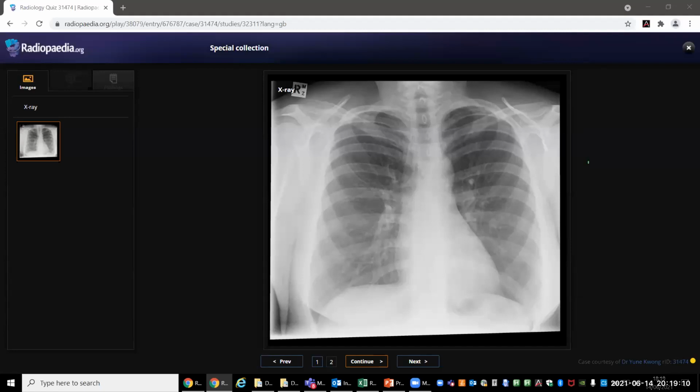Since the patient has presented with breathlessness, is there any previous imaging available? There's no previous imaging. So, history you may want to ask them. Is there anything in the history that you think you want to know? Yeah, is it acute onset of shortness of breath? No.